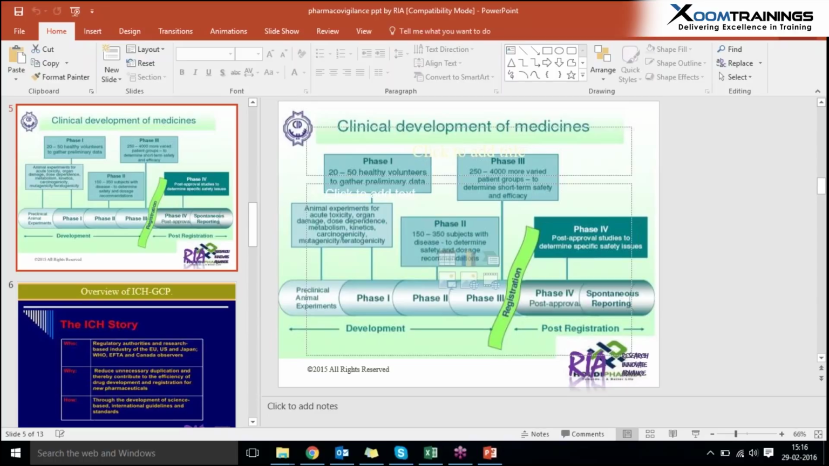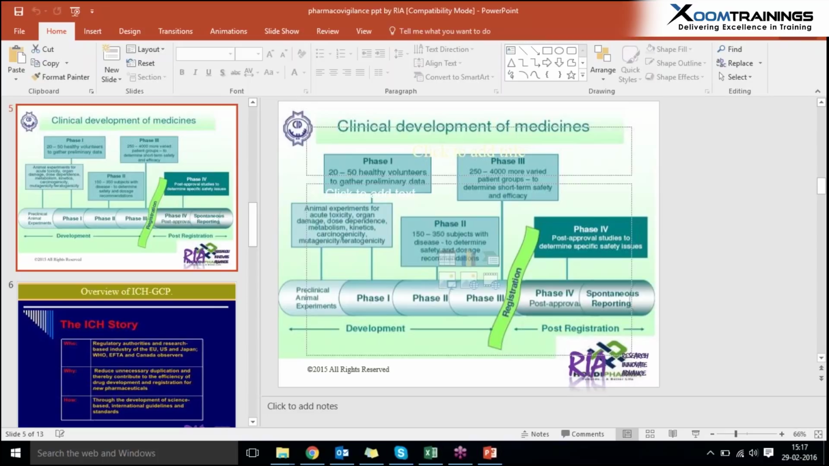So we are doing the preclinical studies. That means animal studies. Before going to clinical studies, we will conduct animal studies and get some information. That information will be submitted to the FDA. So why do we need to submit that information to the FDA?